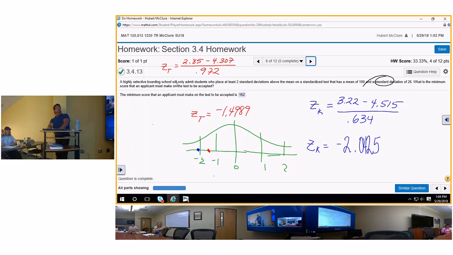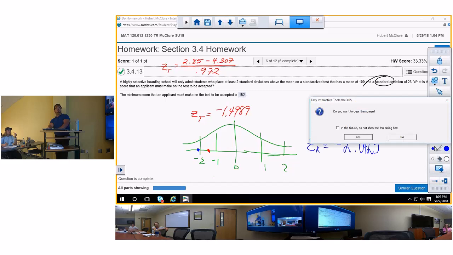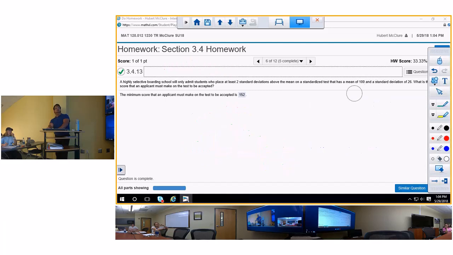A highly selective boarding school only will admit students who place, I think we did this one, but this is the question that people miss because it doesn't have many numbers in it. And buddy, this causes a meltdown. Why does it cause a meltdown? That means I want y'all to answer the question. That's not rhetorical. Why does this cause a meltdown? Because. I heard because. That's real good.